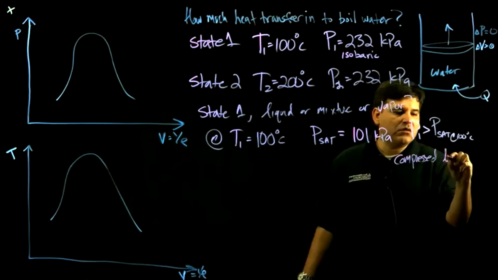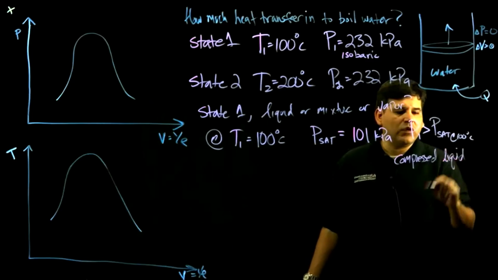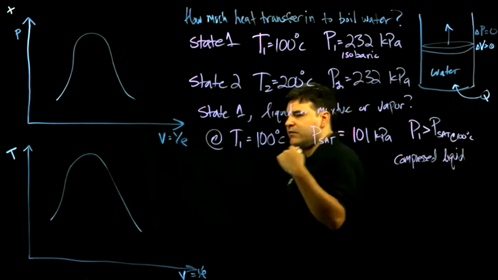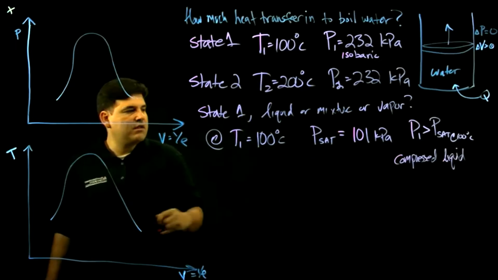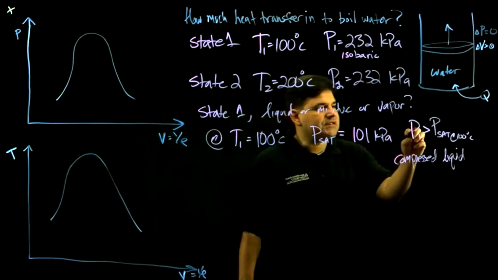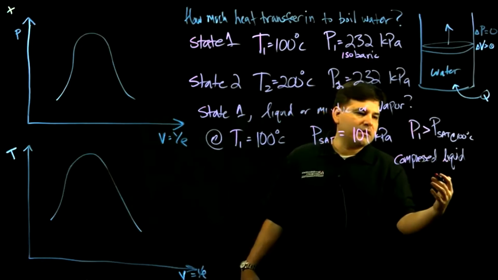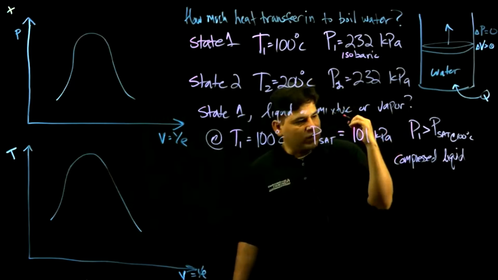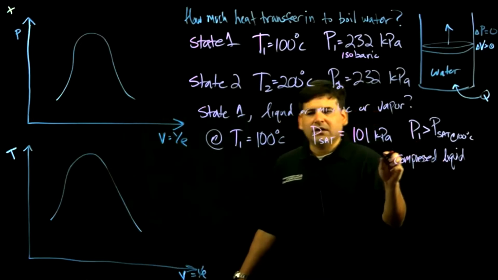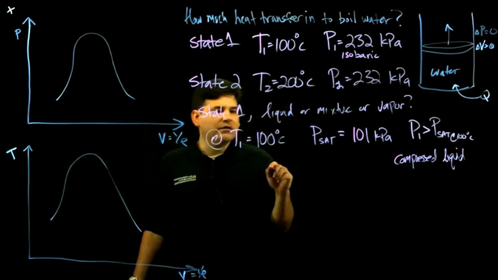If it was equal, that means we would be saturated liquid, saturated mixture, or saturated vapor. If it was lower than this, the only way you can be at a lower pressure than saturated is if you're a vapor. If you're greater than that, the only way is to be compressed liquid.